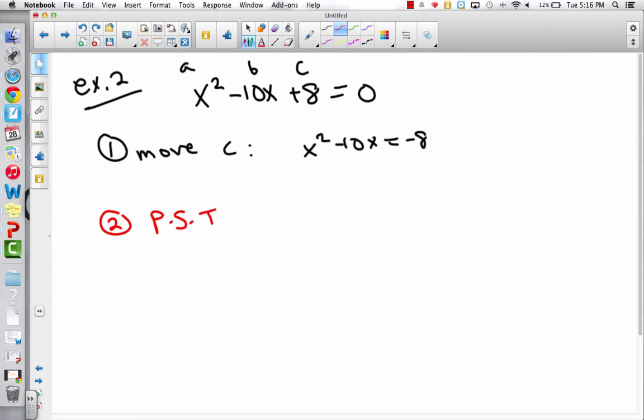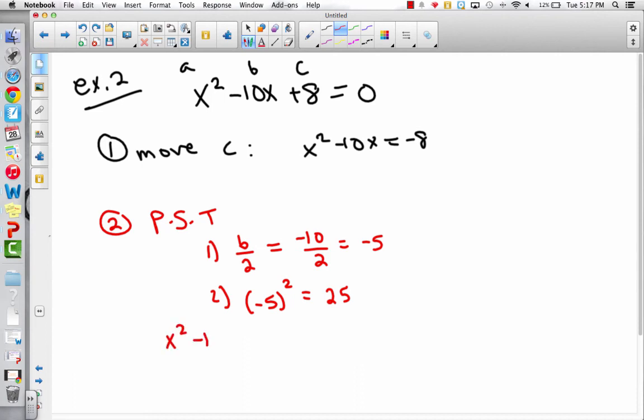When I do that, remember I take my b value divided by 2. So that's negative 10 divided by 2, which gets us negative 5. And then I want to square that. Negative 5 squared is a positive 25. That's important. Make sure when you square a negative, it becomes a positive. And then we're going to add that to both our sides. So we're going to have x squared minus 10x plus 25 equals negative 8 plus 25. So that's step 2, sorry. Step 3 is to factor.